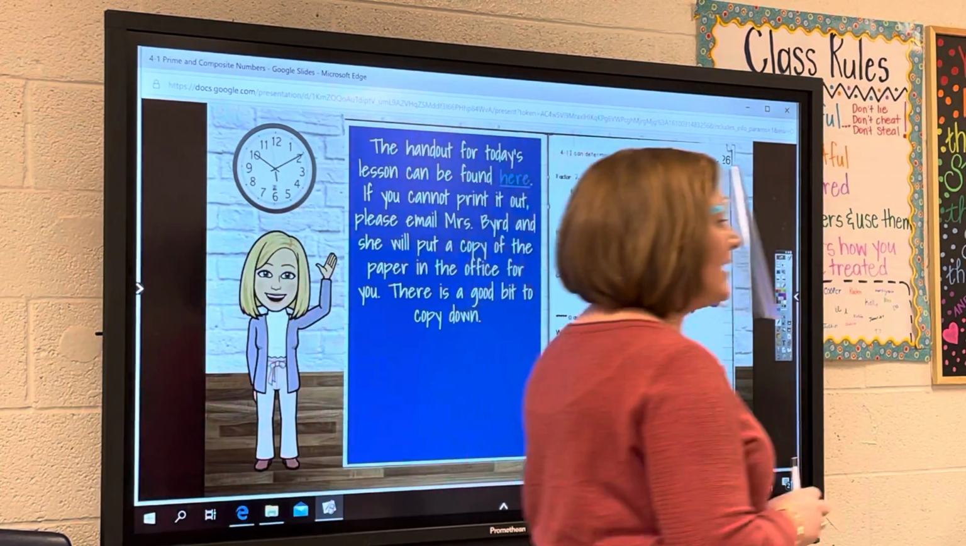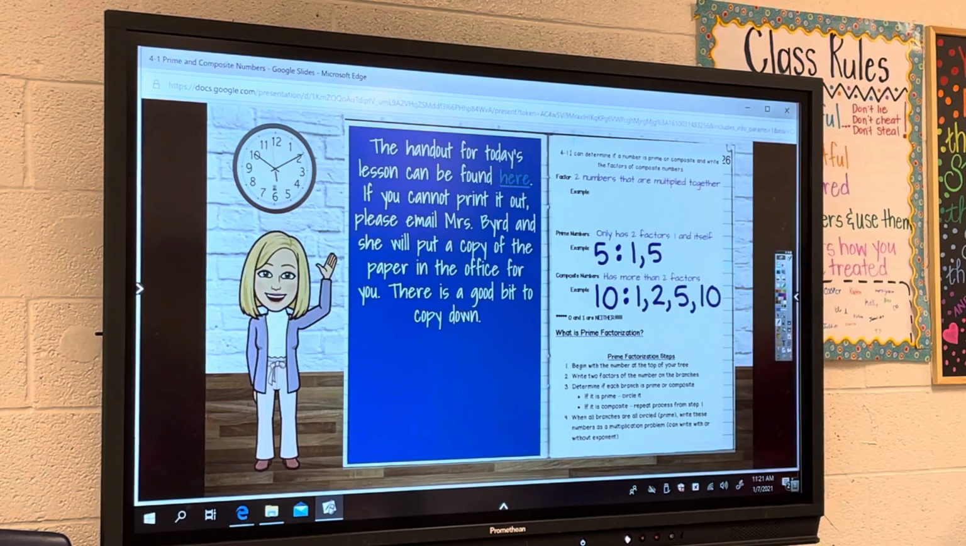All right, who needs a highlighter? Does anybody need a highlighter? What do we need to highlight for? I'm just going to tell you. If you need a highlighter, raise your hand.